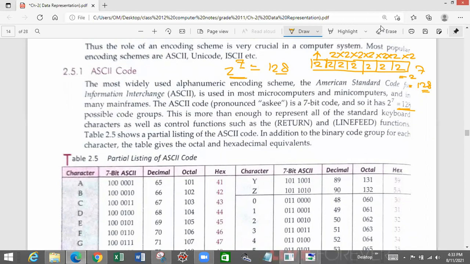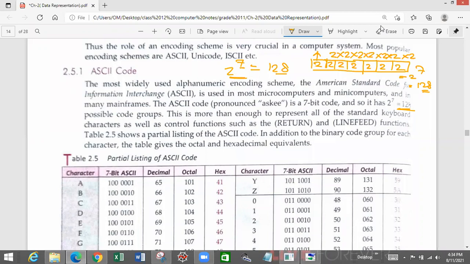Now this is more than enough to represent all the standard keyboard characters. In our keyboard, there are not more than 108 symbols or characters. So we have 128 different symbols, more than sufficient to enter all the values from the keyboard.